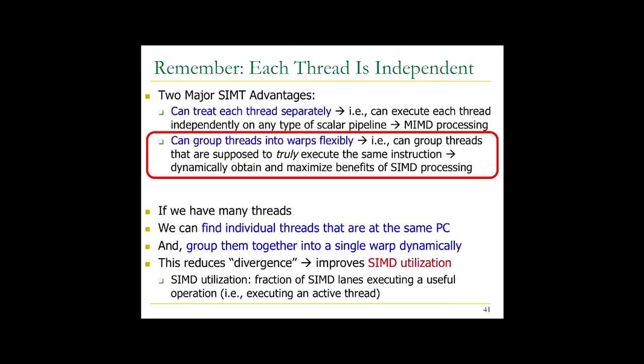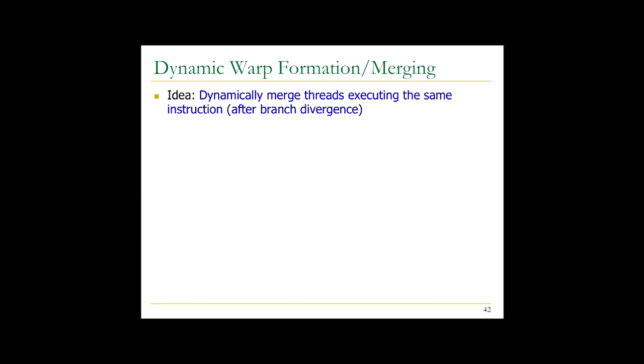That's right, yes. Exactly. Okay, so let's take a look at an example of this. Basically, this is called dynamic warp merging or formation. You dynamically merge threads executing the same instruction and form new warps from warps that are already waiting. Remember, we have lots of warps in the machine. Some of them are at some PCs, some of them are at other PCs. Now, if you figure out that my new warp needs to be at this PC, but I have only 5 threads active out of 32, maybe you find some other warps that have 5 other threads active, and you merge them together. Now you combine them. Now you have a much better utilized machine.